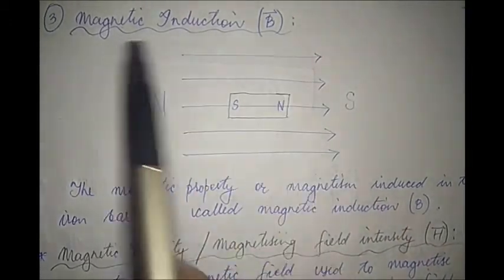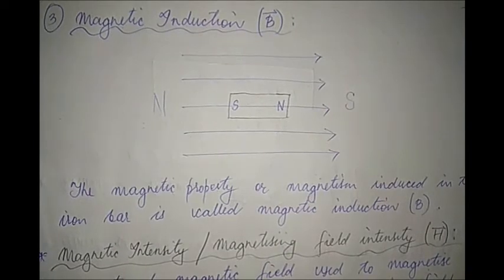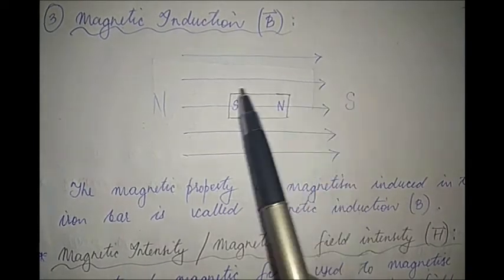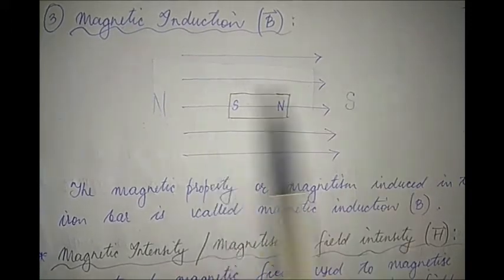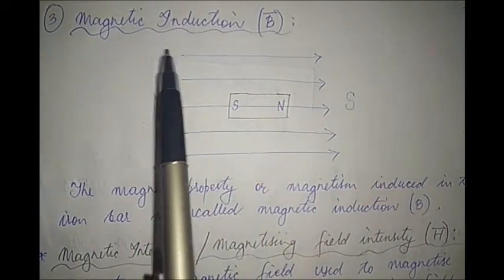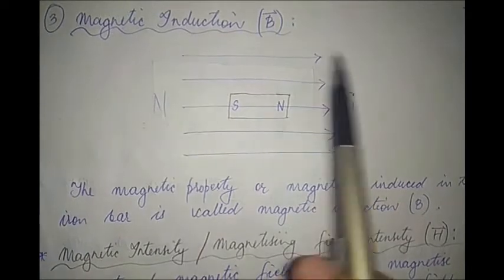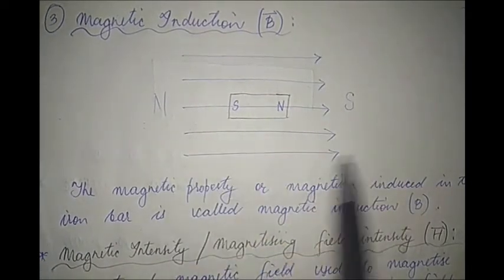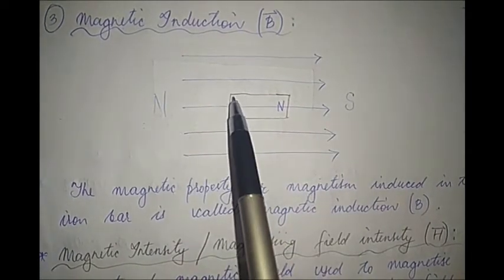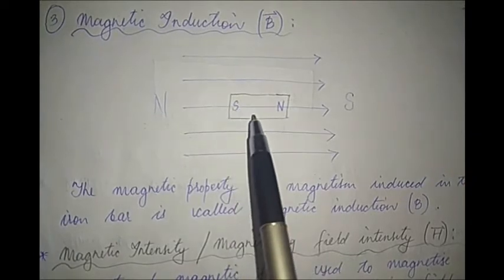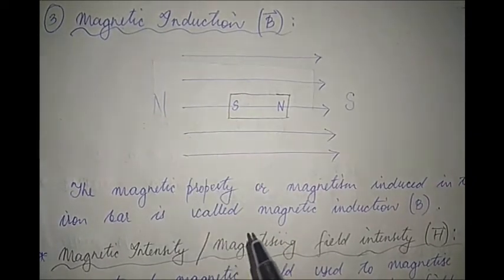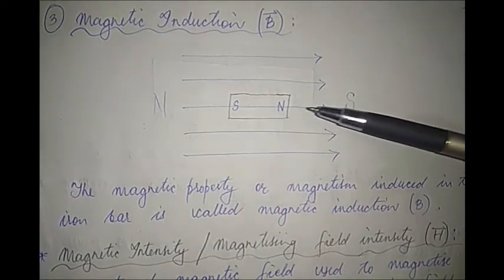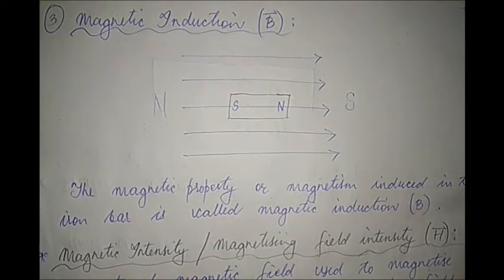Now why is B called magnetic induction? Let us look into that. See, we have an iron bar and we place this iron bar in an external magnetic field, which is, as shown in this picture, directed towards our right hand side. So when we place an iron bar, it could be an iron nail, in an external magnetic field, after some time you will see that the iron bar or the iron nail itself gets magnetized.